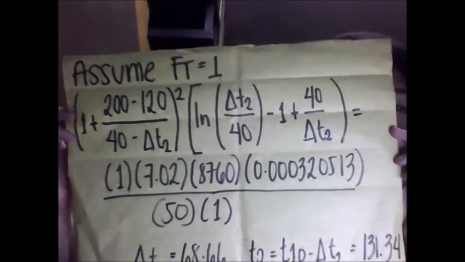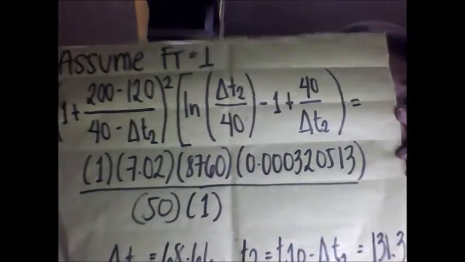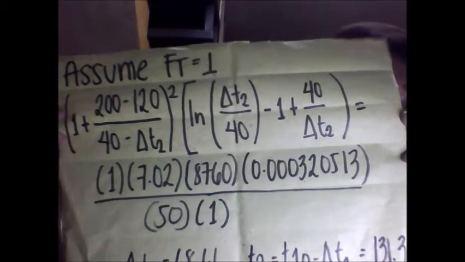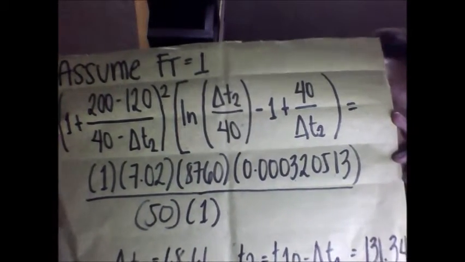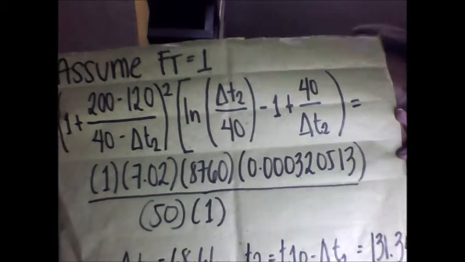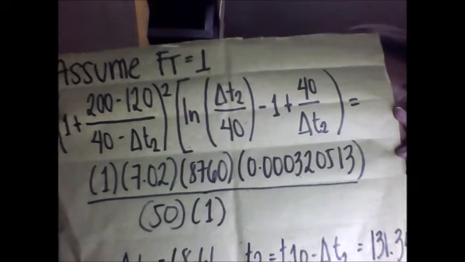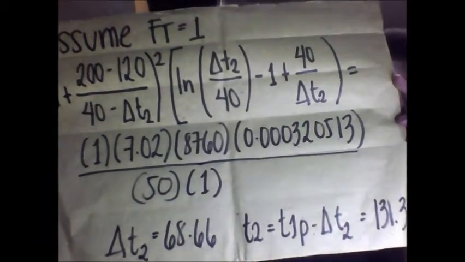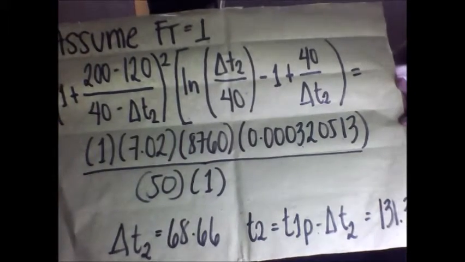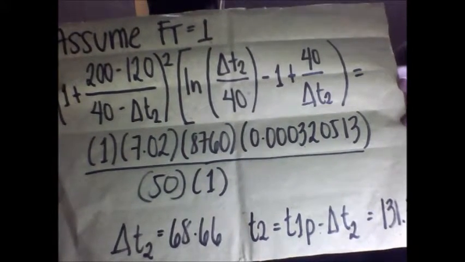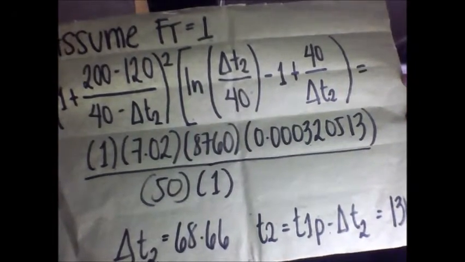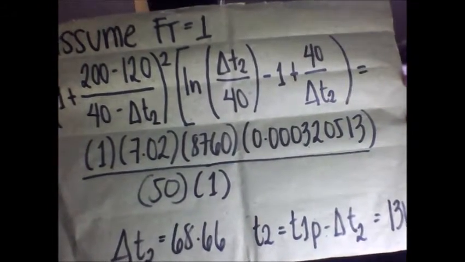So assuming Ft is equal to 1, the solution is 1 plus 200 minus 120 over 40 minus delta T sub 2 quantity squared times ln of delta T sub 2 over 40 minus 1 plus 40 over delta T sub 2, which is equal to 1 times 7.02 times 8,760 times 0.000320513 over 50 times 1. Then delta T sub 2 is equal to 68.66.